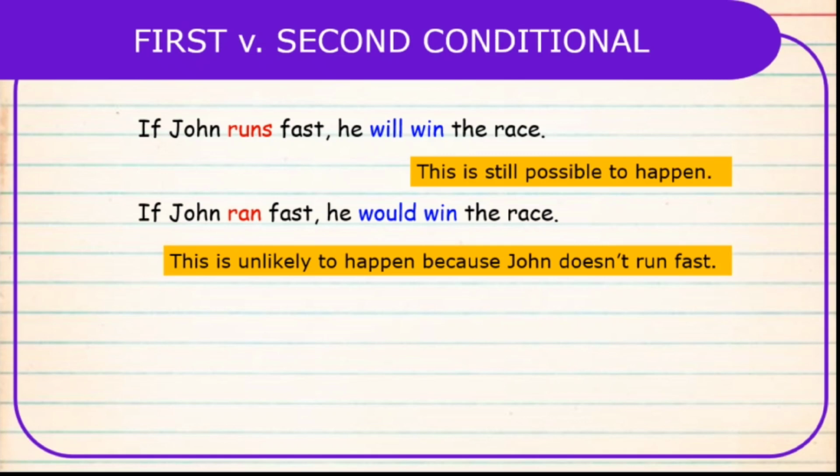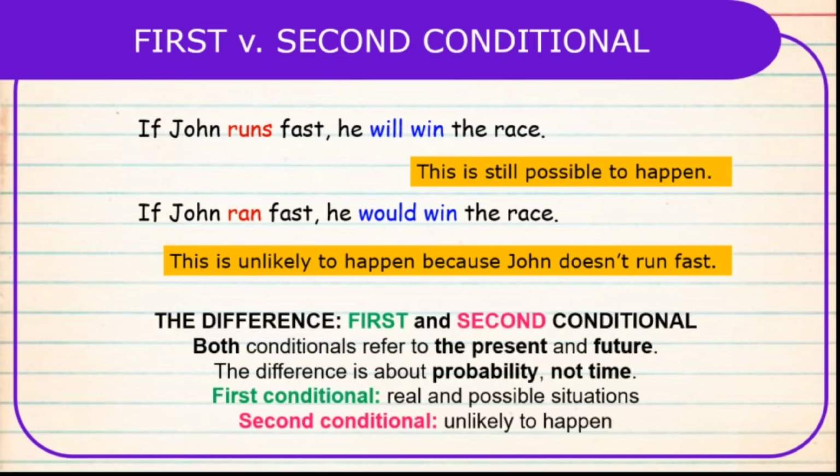So take note of the difference between the two. Both conditionals refer to the present and future. The difference is about probability and not time. First conditional is always about real and possible situations, while second conditional is always about situations that are unlikely to happen.